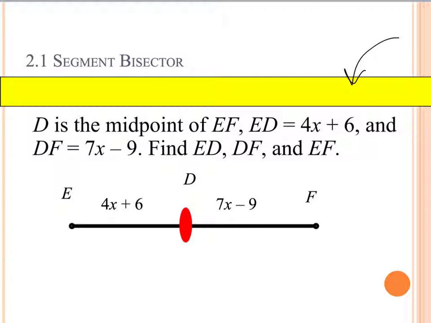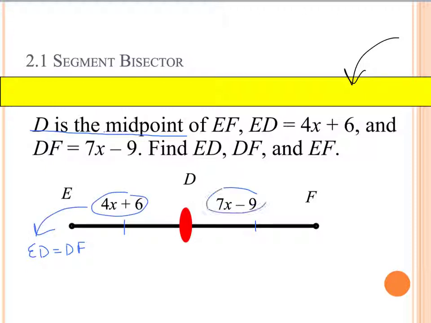Alright, we know for a fact, because of this piece of information right here, that D is the midpoint. We know for a fact, because of that, ED is equal to DF. We know that these two are equal because D is the midpoint of the entire length of EF. So, what is ED? It's 4x plus 6. DF is 7x minus 9. We come up with an equation of 4x plus 6 is equal to 7x minus 9.